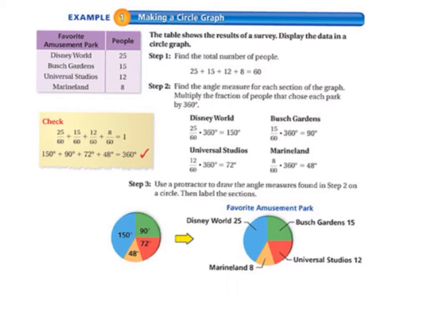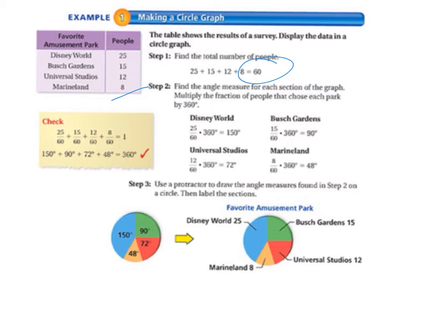Example 1, making a circle graph. The table shows the results of a survey. Display the data in a circle graph. Step 1, find the total number of people. So we need to add up the column of people, and when we do that, we get 60.